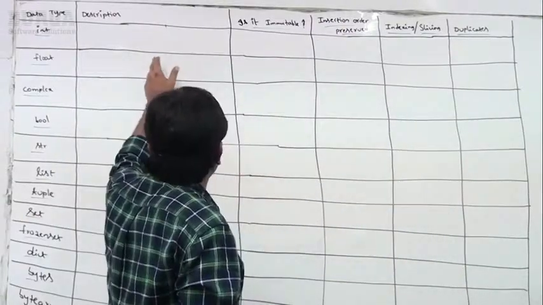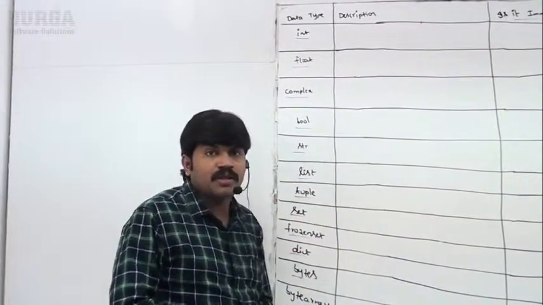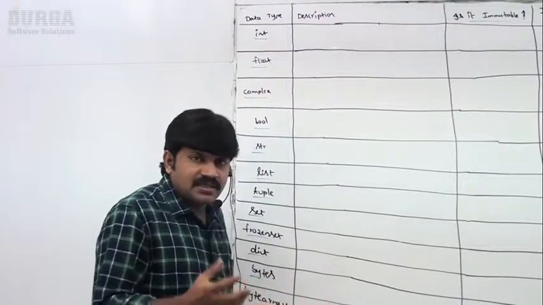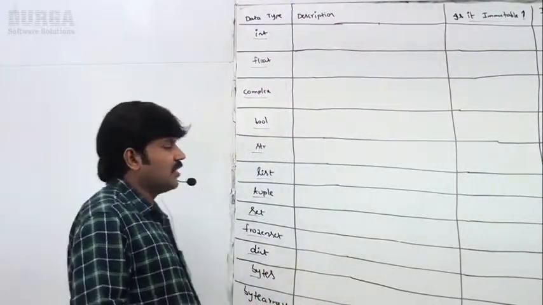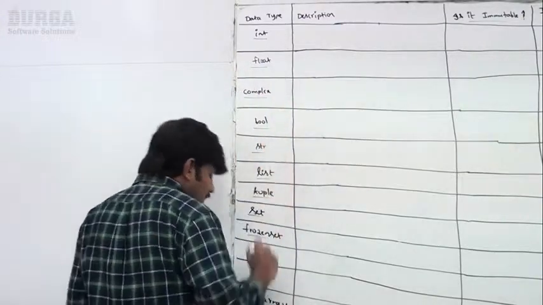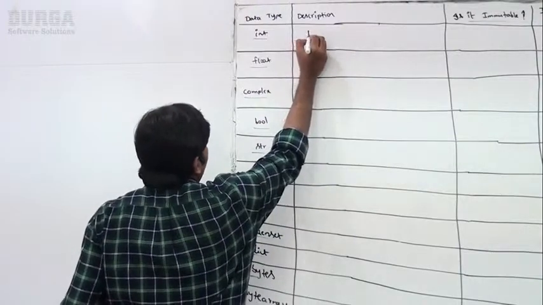So with respect to these properties, I want to compare these 13 data types so that you will get much clarity, and it also acts as a revision. Just observe carefully. What is the first data type? Int. What is the description for the int type? Just to represent whole values.